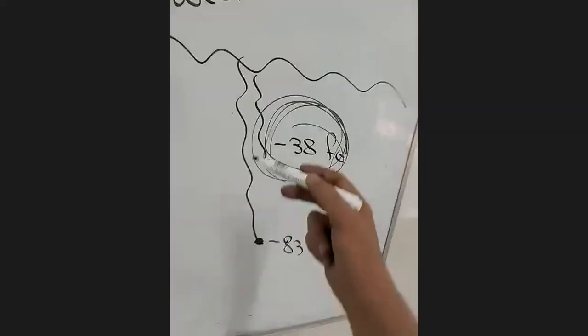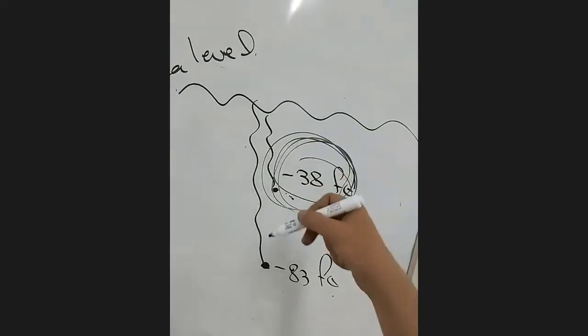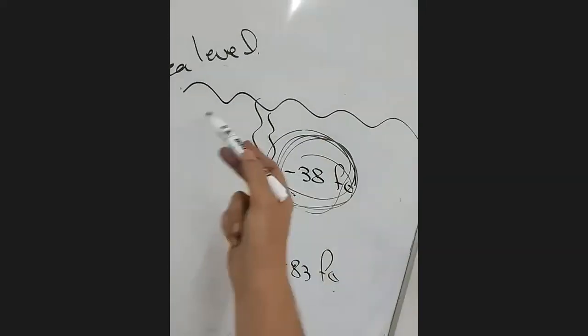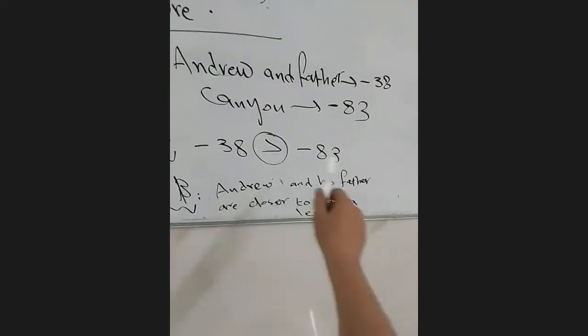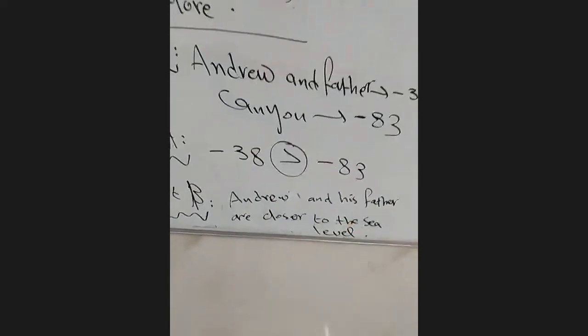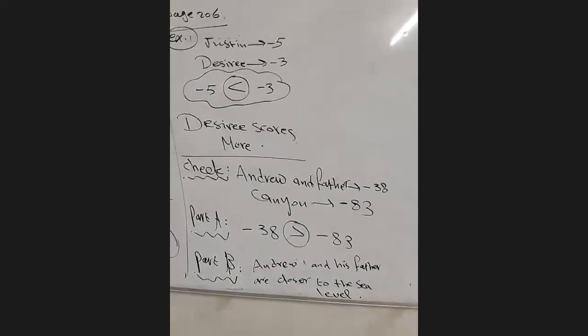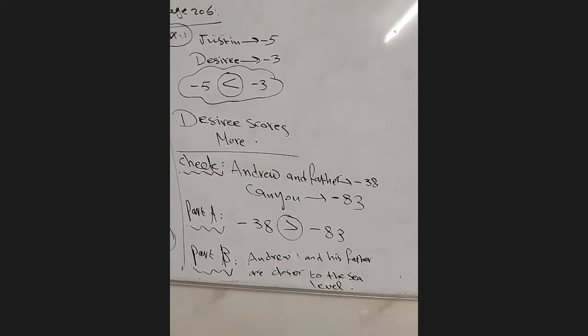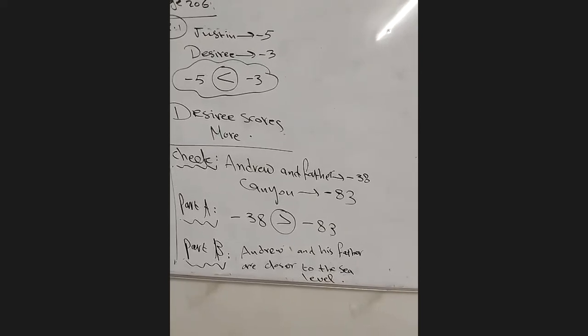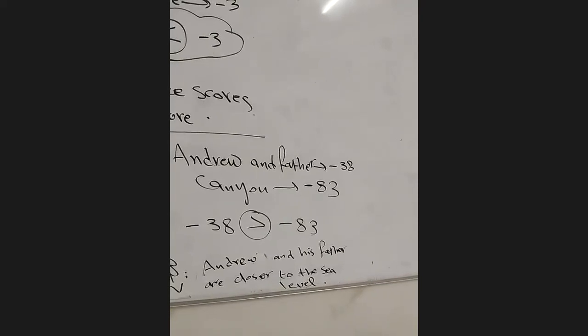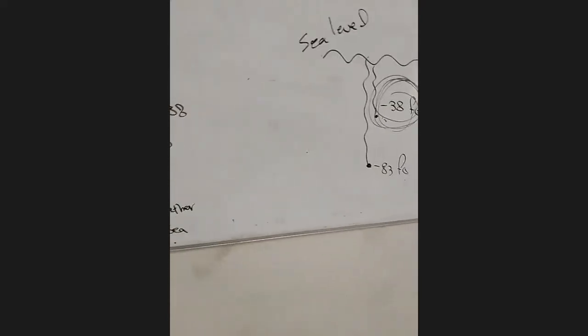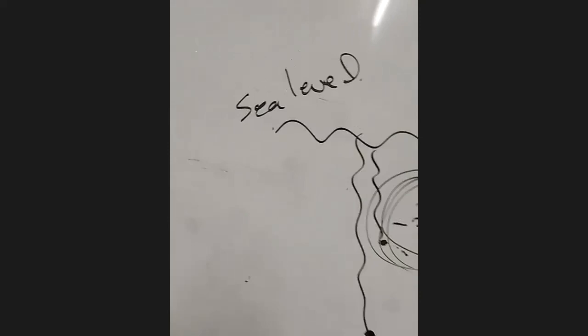Here, who is the closer, guys? Which one is closer to the sea level? Yes, Andrew and his father. Exactly. That's why Andrew and his father is bigger than the canyon depth down. Get it? A canyon is like a small valley inside the sea down. Search it in the dictionary.